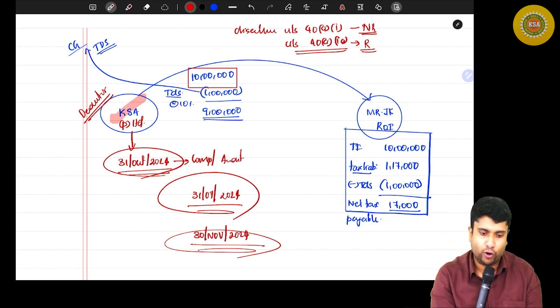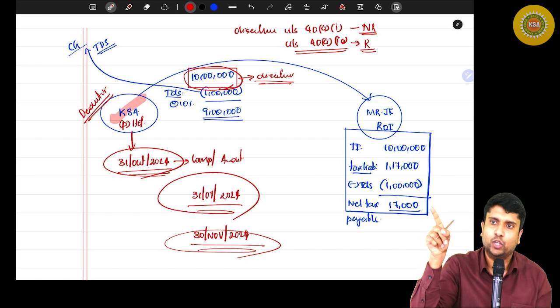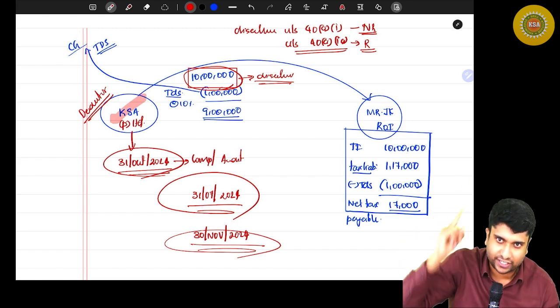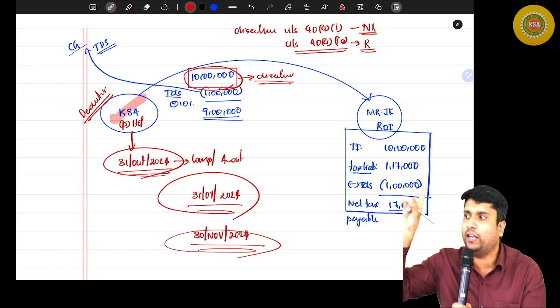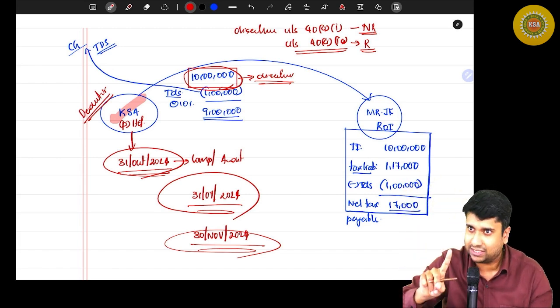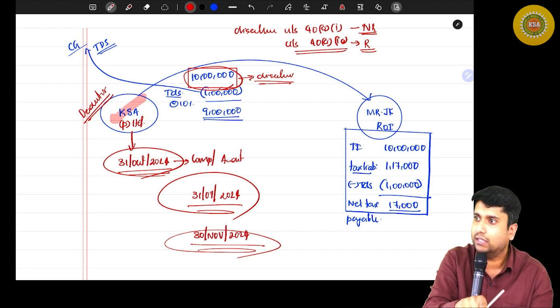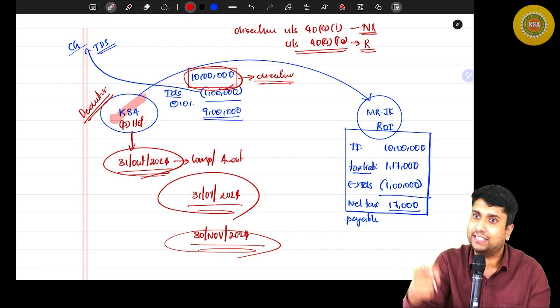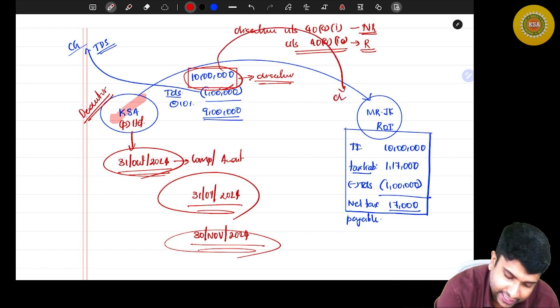Once there is a default, 100% of the 10 lakh shall be disallowed. Are you with me? If there is a default, that means either you haven't deducted TDS, or after deduction you haven't made the payment, then the entire 10 lakhs will be fully disallowed. But if in future you have rectified that default, in the sense that you have deducted and correctly made the payment, you can claim that 10 lakhs in future as a deduction.